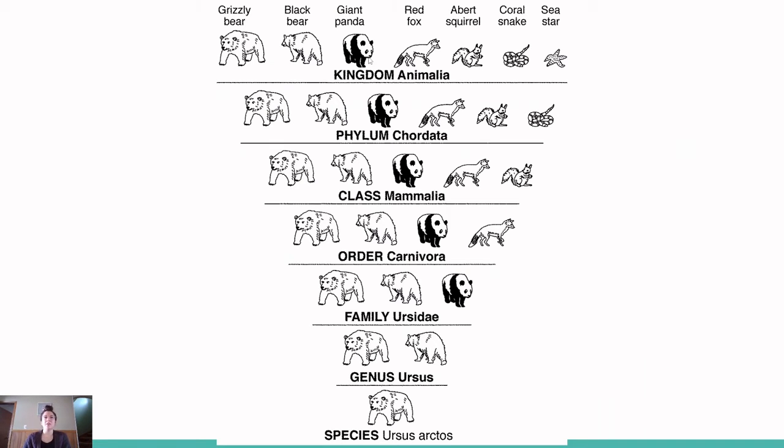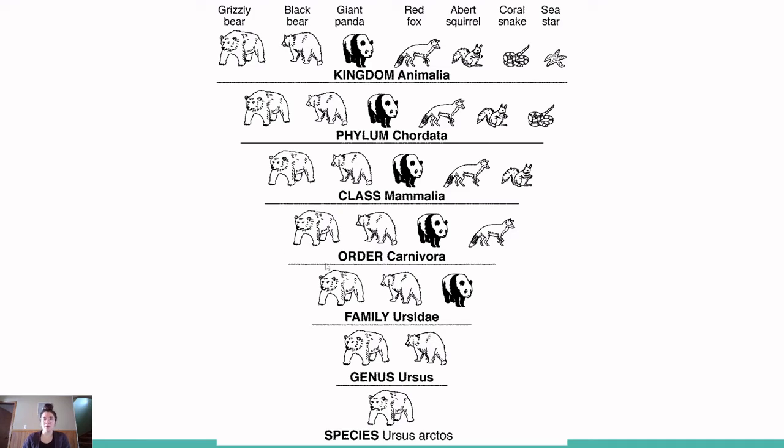So again, if we're looking at the kingdom Animalia, we can have all these organisms that are part of that kingdom. The phylum is Chordata, and that means that they have a backbone. So that excludes that little sea star over there. Then we get to our class, which is Mammalia, obviously mammals. So again, that got rid of that snake. The class narrows it down more.